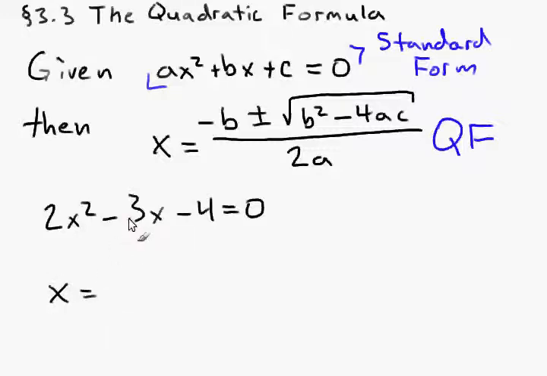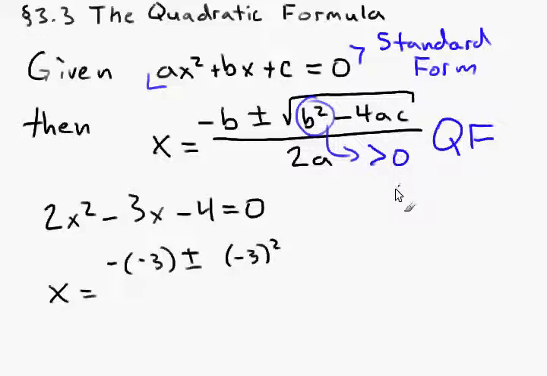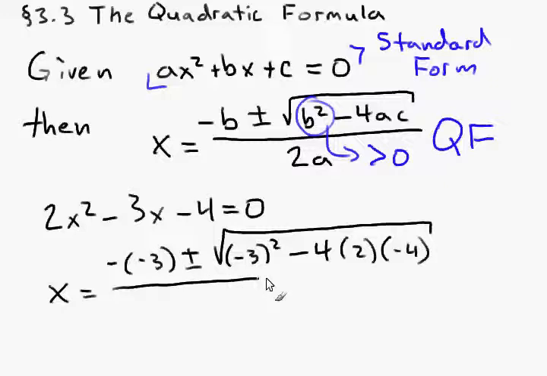x will be equal to minus b, so minus negative 3, plus or minus, minus 3 squared. The negative sign goes inside those parentheses. It gets squared as well. This term is always greater than 0. I don't care what b is, if it's a real number, it's greater than 0. Minus 4 times a, that's 2, times a negative 4. We'll take the square root, and we'll divide it by 2 times a. That's 2 times 2. Now, we get to start simplifying.